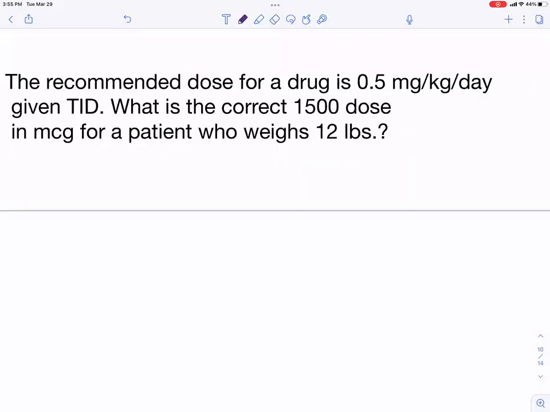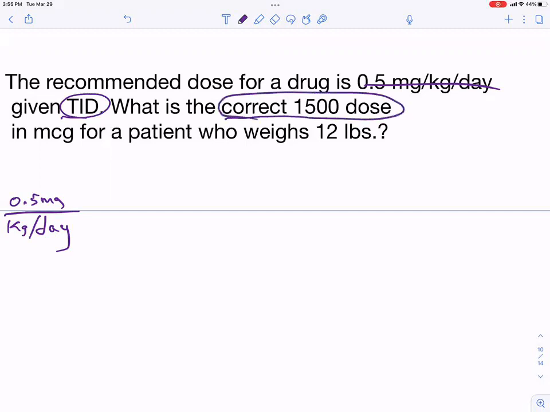The recommended dose for a drug is 0.5 milligrams per kilogram per day, given TID. What is the correct dose in micrograms for a patient who weighs 12 pounds? Well, I got a lot of information in there, but I always look for my given: 0.5 milligrams per kilogram per day. It's given 3 times a day, and it's asking me for a specific dose, so they're asking for micrograms per dose.